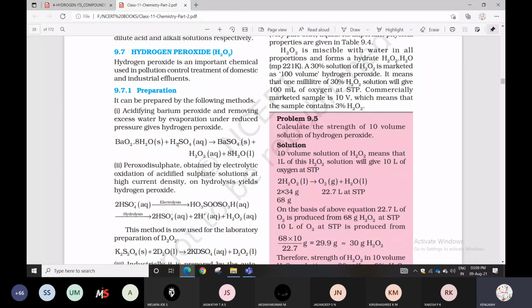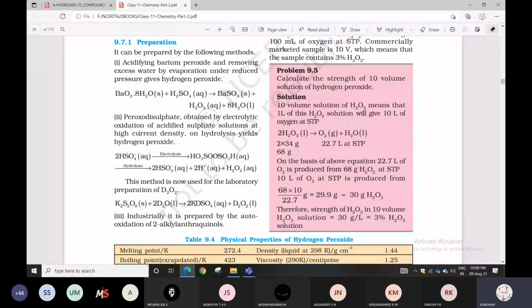Peroxodisulfate is obtained by electrolytic oxidation of acidified sulfate solution at a high current density, and on hydrolysis it yields hydrogen peroxide. Peroxodisulfate HSO4 minus by the electrolytic process: you get it from an acidified sulfate solution, again at a high current density, and on hydrolysis you can get hydrogen peroxide.